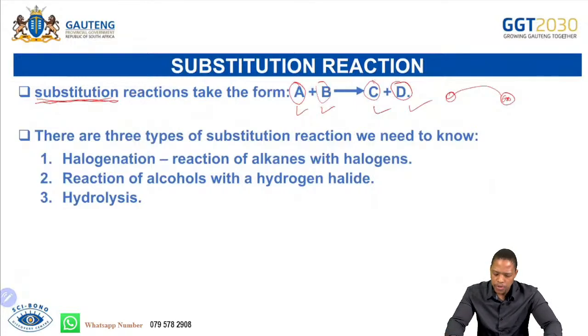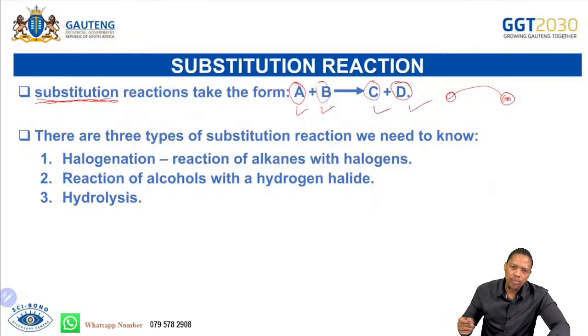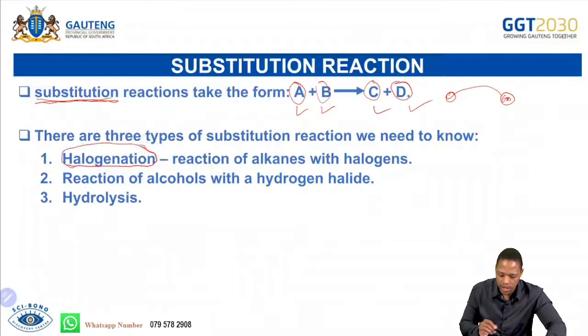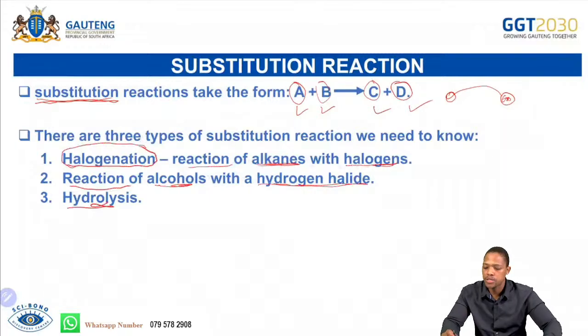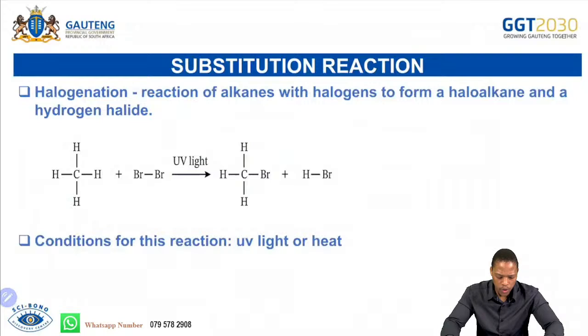So there are 3 types of substitution reactions that we need to look at in grade 12. One being halogenation, and in this halogenation, what is happening? We are having a reaction of alkanes with halogens. Number 2, we are having a reaction of alcohols with hydrogen halides, and number 3, we are having hydrolysis. Okay, so let's quickly look at them individually and see what we are talking about here.